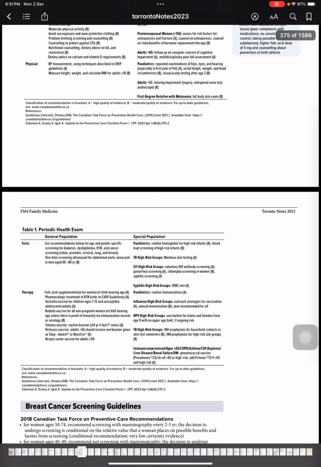So for the pediatric population, what do you test? You test hemoglobin for high risk patients and blood lead screening for high risk infants. So who are high risk infants for hemoglobin? Patients from the Afro-Caribbean population, a child with a family history of sickle cell anemia, you would check his hemoglobin.